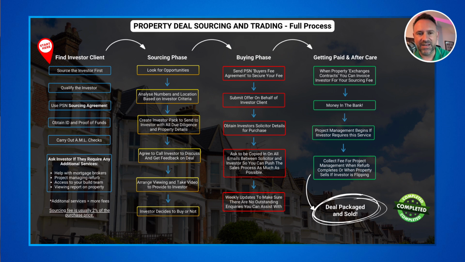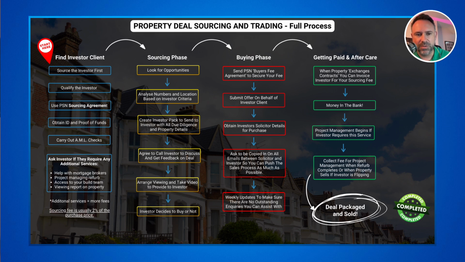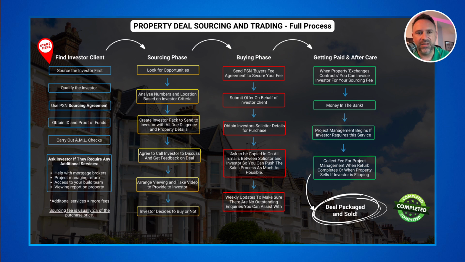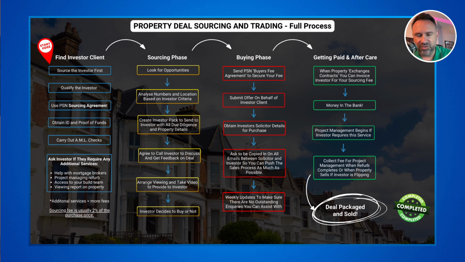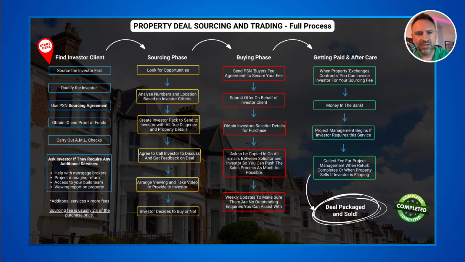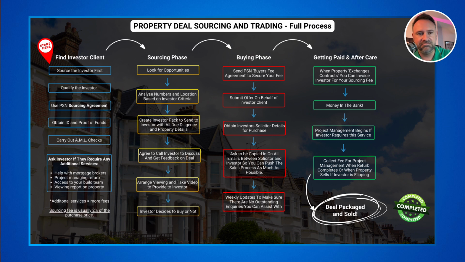So it's about understanding how your sourcing business is set up, what additional services you can offer and what you're willing to offer, and then what the price points are of each one. So the sourcing fee, as you know from the training that you've already been through, is usually around 2% of the purchase price. So that's the first column done. This is where you start.